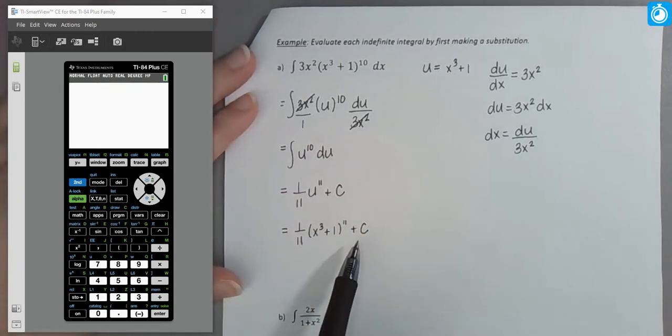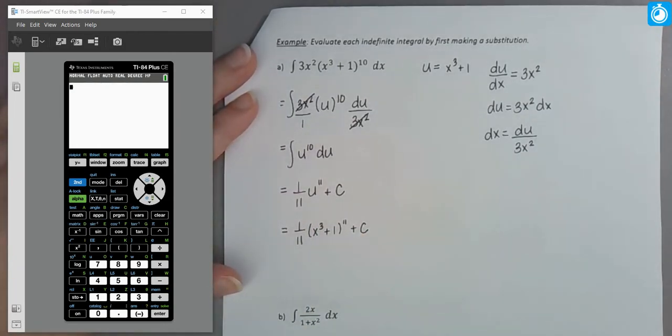Now for this one problem, just to show that this has in fact worked, that we did in fact get the correct antiderivative, we know we can check our answer by differentiating.